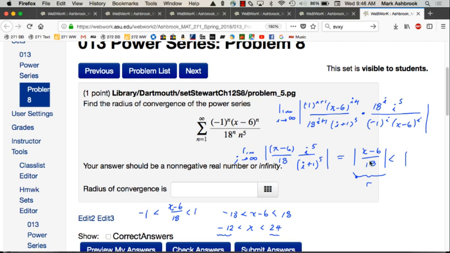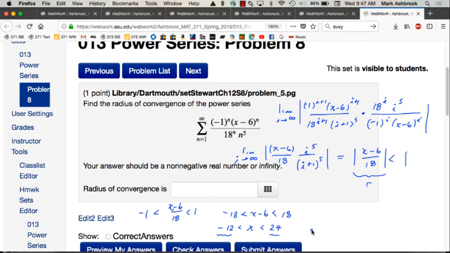So -12 and 24 make the ratio test equal to 1. That's our inconclusive case, right? So we'd plug negative 12 in for x, and we'd have a series, and we would check it. Does it converge or not? If it does, then we include negative 12 in the set. If negative 12 for x does not make it converge, then we would not include it. Same with 24. But this question just asked for the radius.